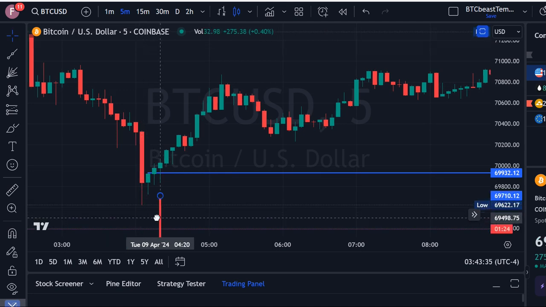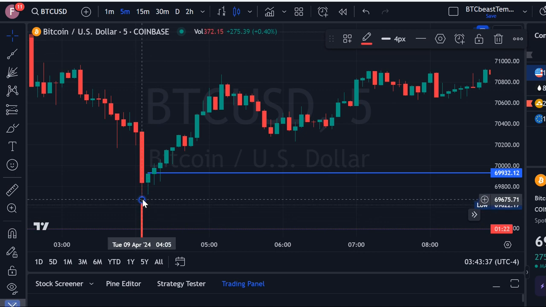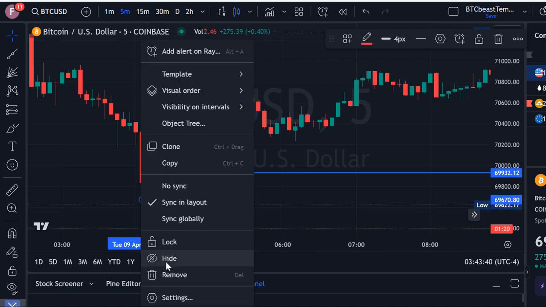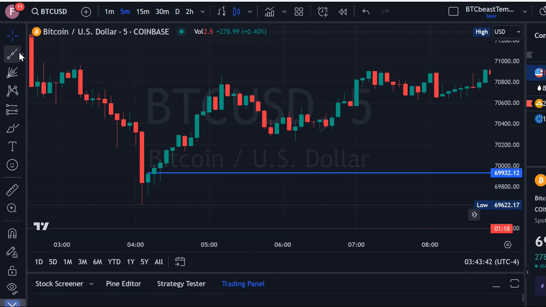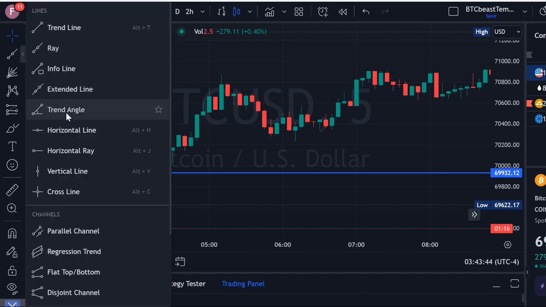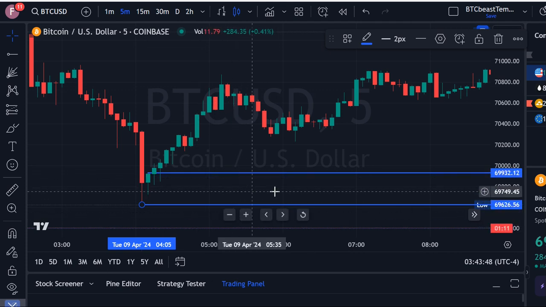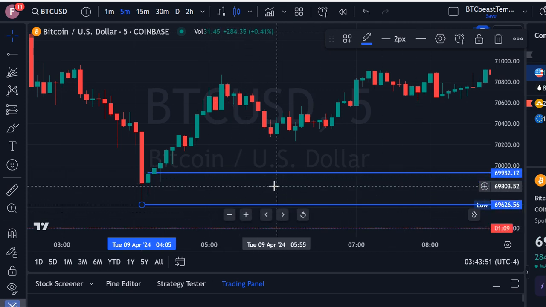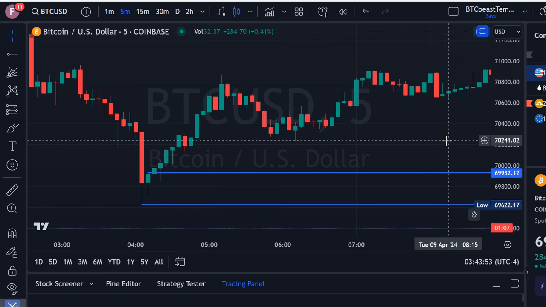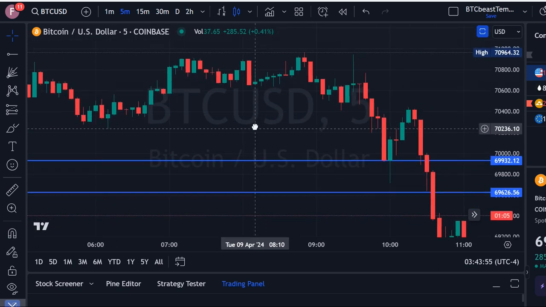So let's go ahead and do that. I got the wrong ray. I need a horizontal ray. There we go. So this is the zone. I don't even know. I'm just kind of winging this, but I think this might be a decent zone.